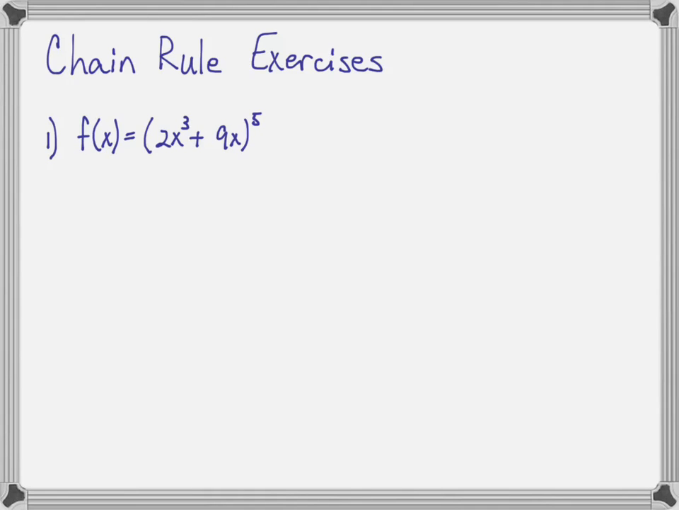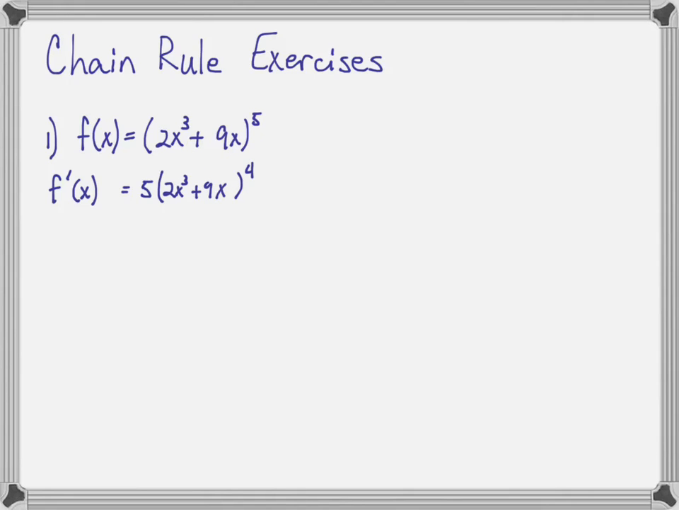Our first exercise was f of x equals (2x^3 + 9x)^5. We need to find the derivative of this because it's got this fifth power out here. The easiest thing to do is to use the chain rule. So the chain rule says that you do the derivative of the outside function. So we've got something to the fifth power. The derivative of something to the fifth would be 5 something to the fourth.